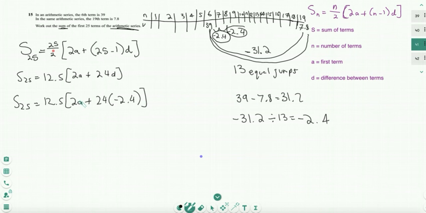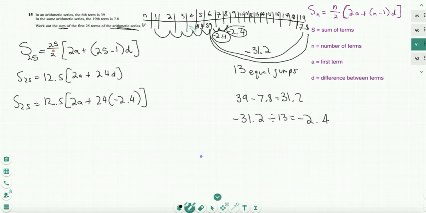Now we've got to find the first term. Well, we know that the jump between every single term is negative 2.4. Actually, no. If we want to go backwards, so to go forwards we minus 2.4, to go backwards we're going to add 2.4. So to get from the 6th to the 5th term, we add 2.4. Then add 2.4. Then add 2.4. Then add 2.4. Then add 2.4. So 39. Let's find the 5th term. 39 plus 2.4 is 41.4.